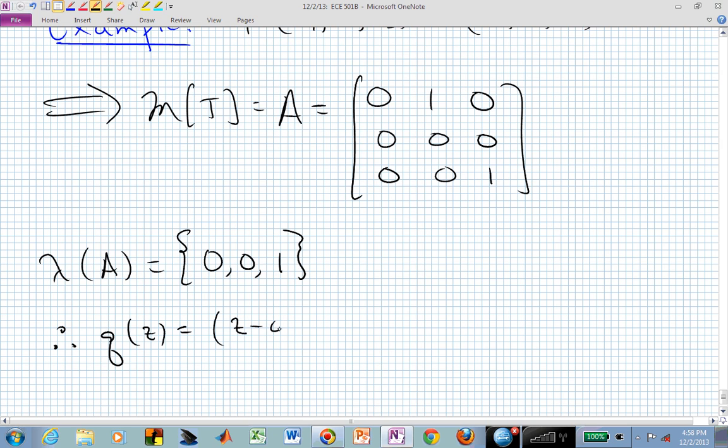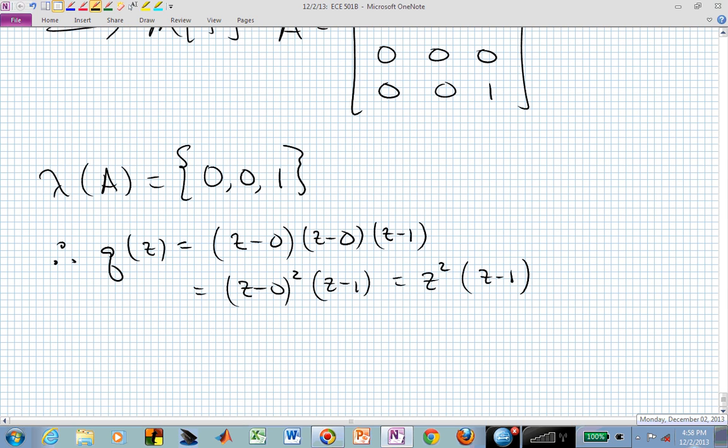I could say Z minus lambda. If I wanted to, I could just do this. But if we included the multiplicities, 0 is repeated twice. And so we see that we have Z squared times Z minus 1. That's the characteristic polynomial for that particular linear operator T. Z squared times Z minus 1.